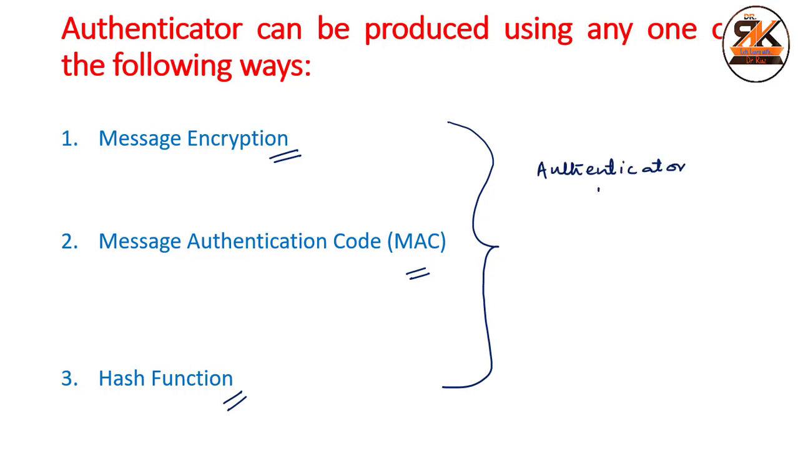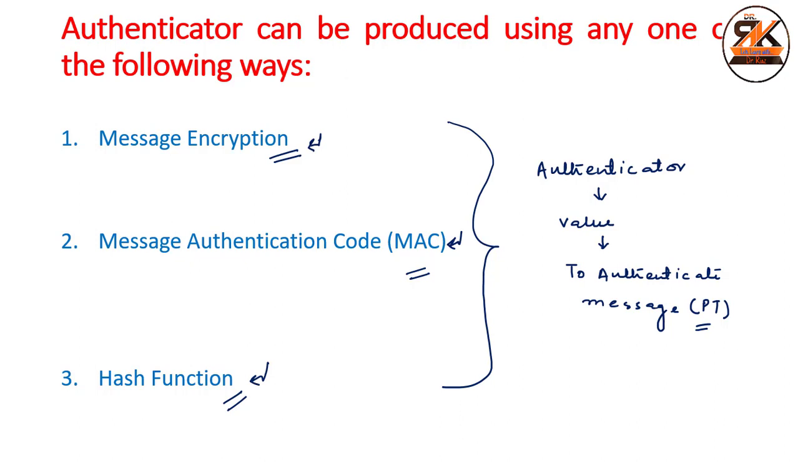Now, what is an authenticator? An authenticator is basically a kind of value that we can use to authenticate a message. Message, I mean to say, is our plain text. Now, we will see one by one these ways by which we can produce the authenticator, the value required to authenticate the message. So, first we will start with the message encryption process.